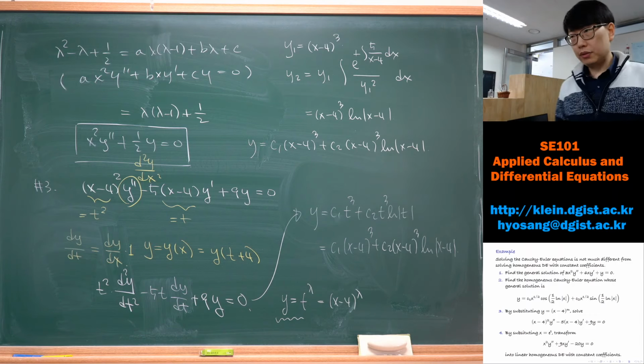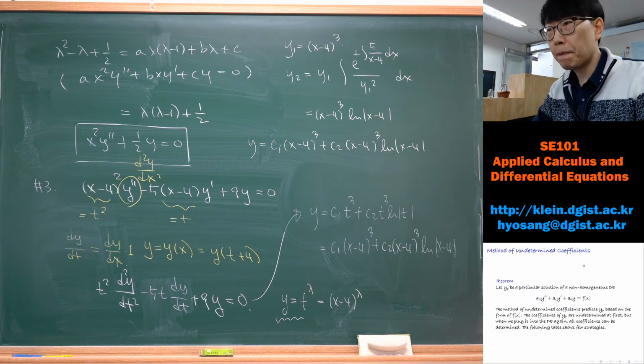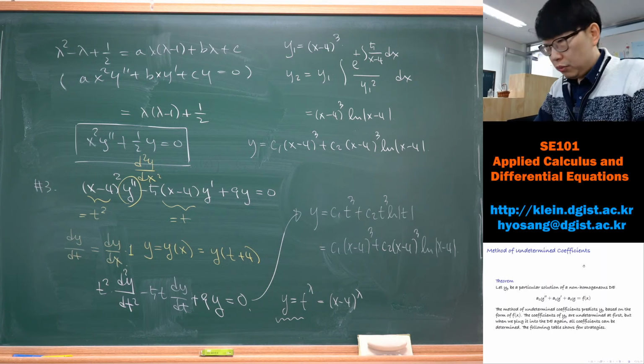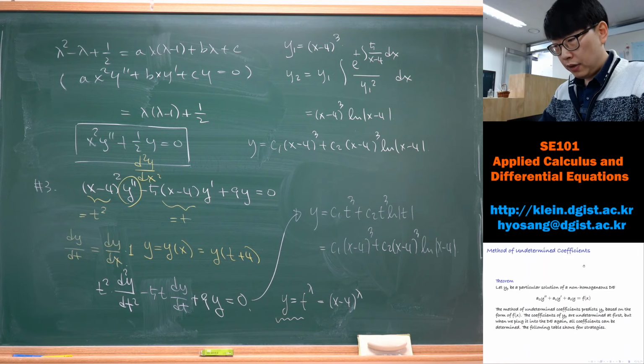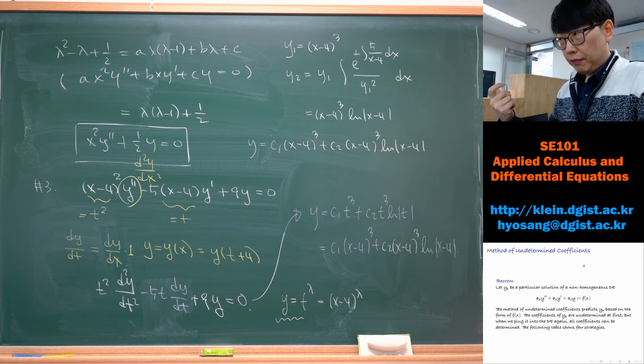Okay, let's move on to the next one. Now we need two more methods of solving differential equations. One is the method of undetermined coefficients, and the other is the method of variation of parameters. And these two methods, from now on, are for finding a solution of a non-homogeneous differential equation, specifically a particular solution of a non-homogeneous differential equation.